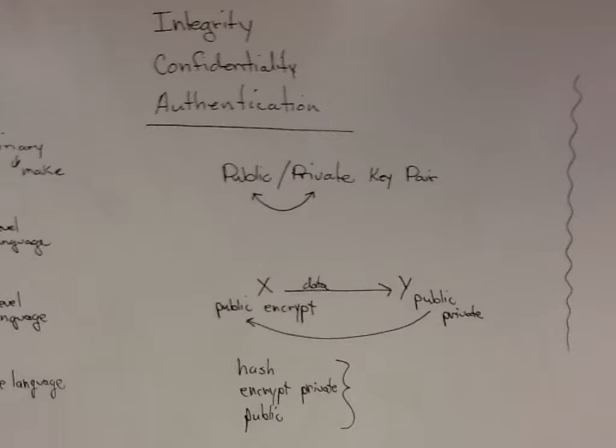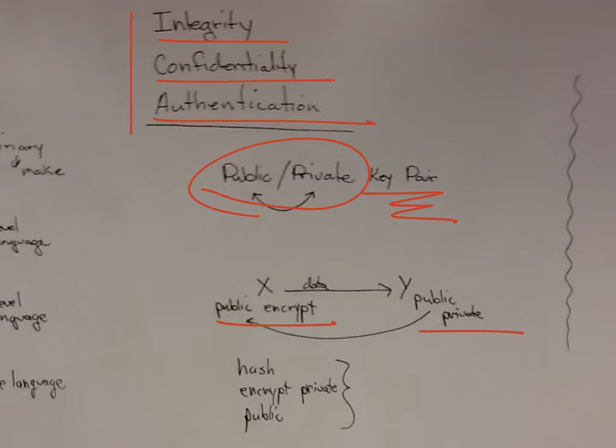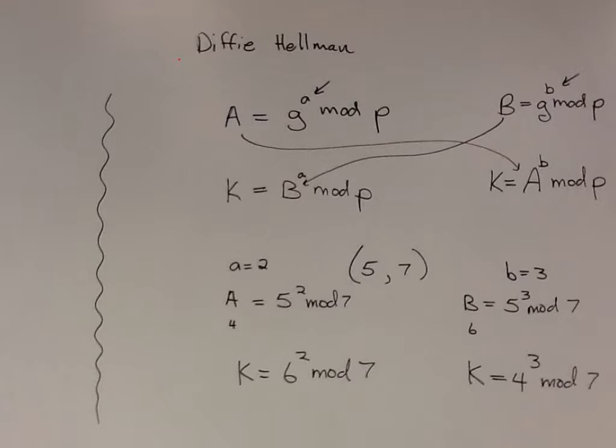We reviewed integrity, confidentiality, and authentication. It's probably new for some students. And we talked about a public-private key pair. We reviewed that. And then we talked about the encryption again. Hash, encryption, public stuff we had talked about.